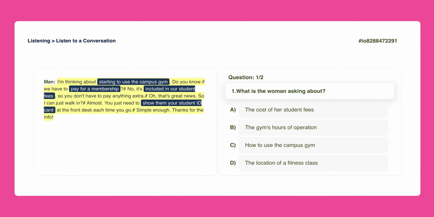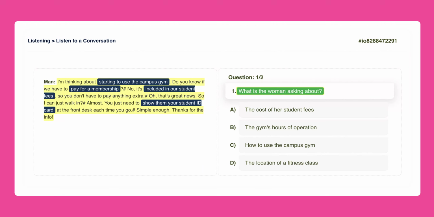Let's start with the first question. We need to identify the main topic of the woman's inquiry. What is the woman asking about? This question asks us to identify the main topic of the conversation. Specifically, we need to determine what the woman is asking about. To answer this, we should look at her questions in the dialogue.